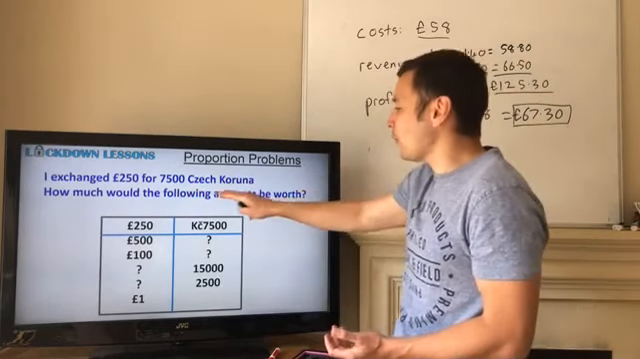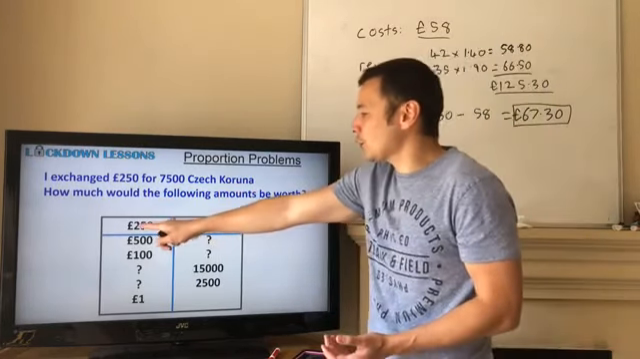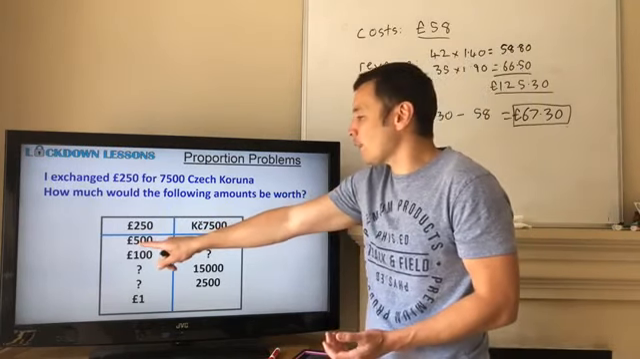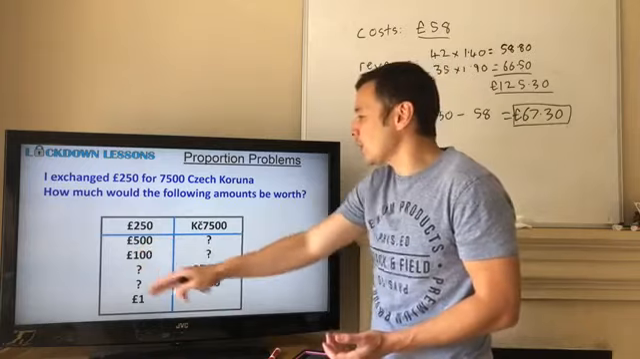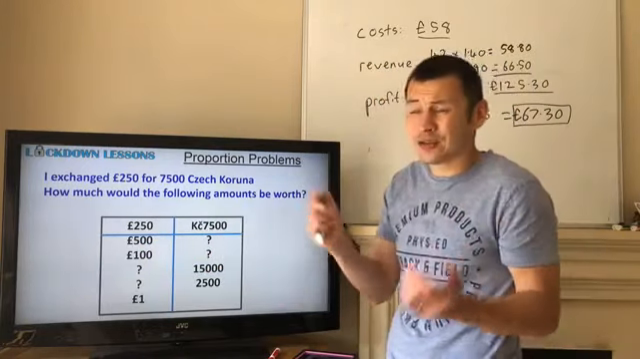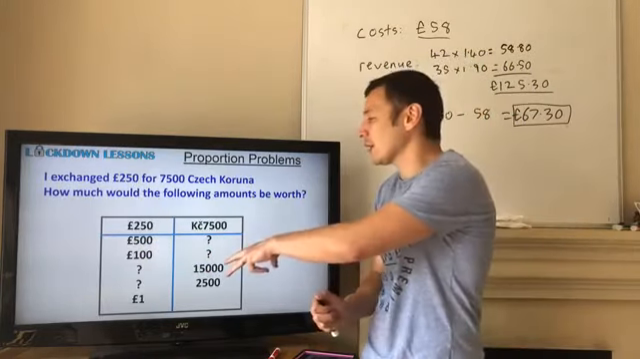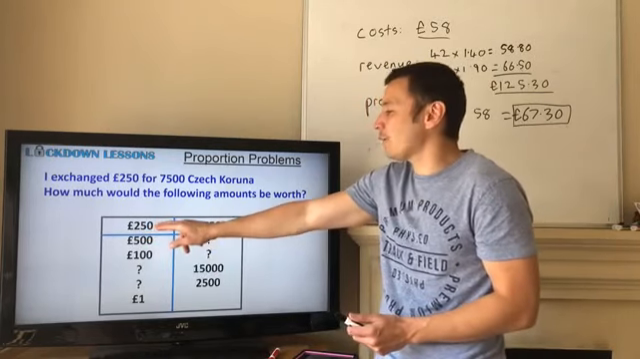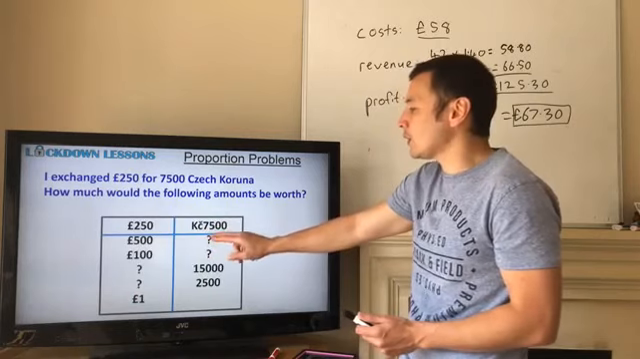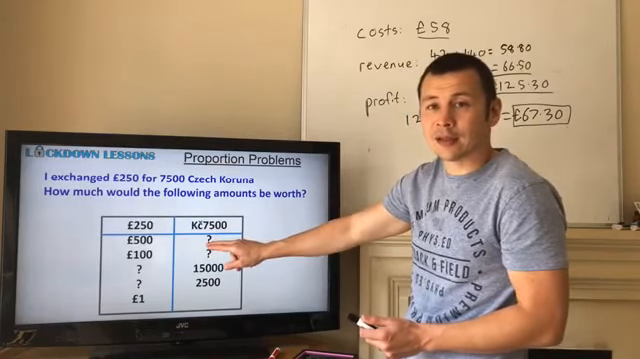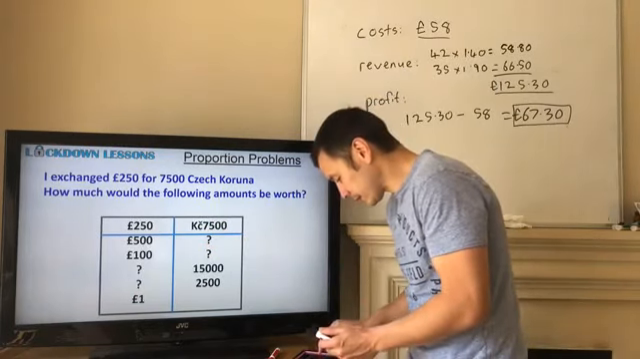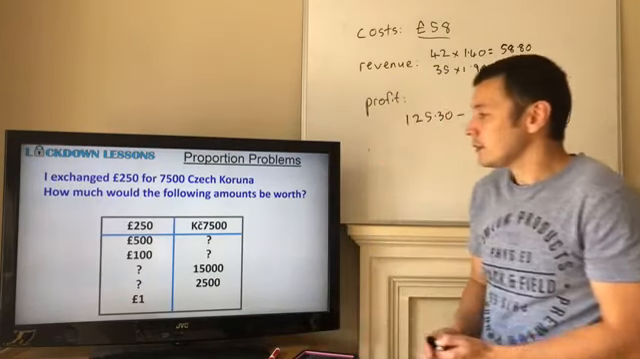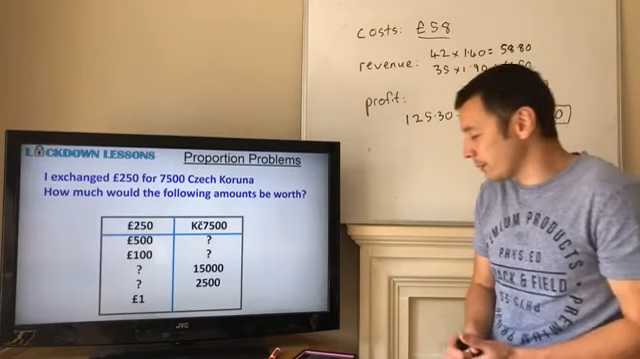How much would the following amounts be worth? So I know 250 is worth 7,500. Can you work out what 500 will be worth, what 100 will be worth, and so on? In fact, you can use a calculator if you want. I don't mind. So can we work out how many Czech koruna you would get for the different amounts of pounds? Okay? So can we convert the money?